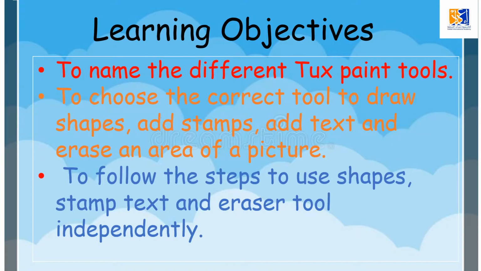Our learning objectives for today are to name the different Tux Paint tools, to choose the correct tool to draw shapes, add stamps, add text, and erase an area of a picture. Number 3, to follow the steps to use shapes, stamp, text, and eraser tool independently. So these are our 3 learning objectives which we are going to study today.